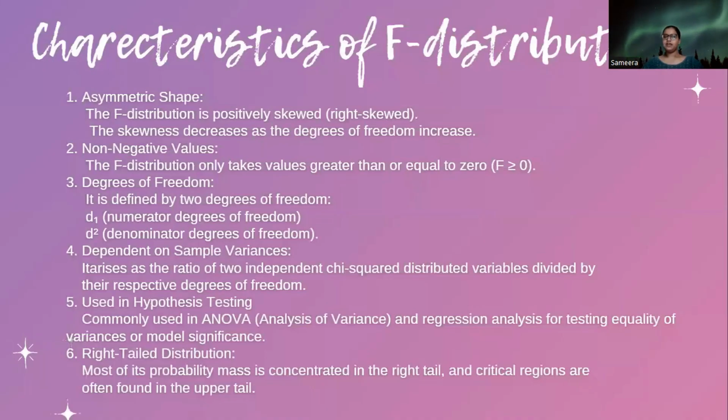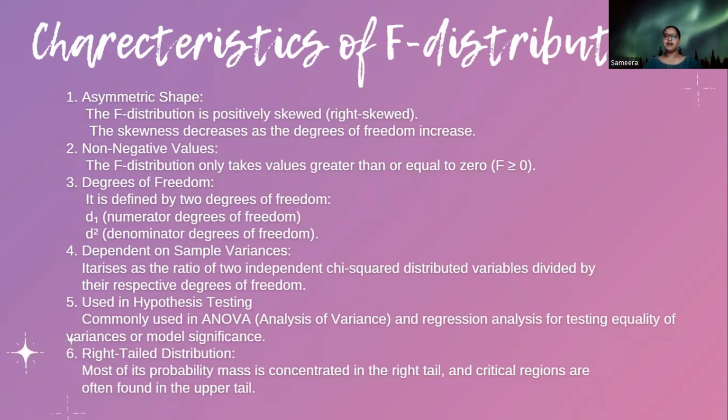Characteristics of the F distribution. First, we have the asymmetric shape, the non-negative values, then we have degrees of freedom, dependence on sample variances, hypothesis testing, and right tail distribution. So what is asymmetric shape? The F distribution is positively skewed, which is nothing but right skewed. The skewness decreases as the degrees of freedom increase. Then the non-negative values: the F distribution only takes values greater than or equal to 0.